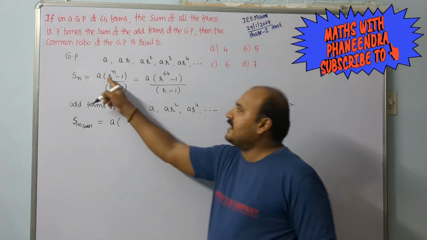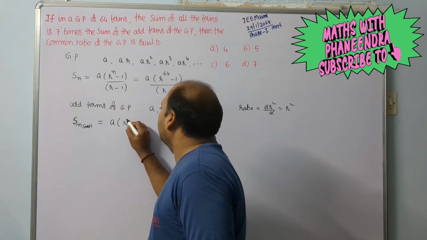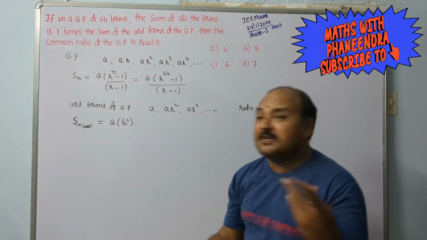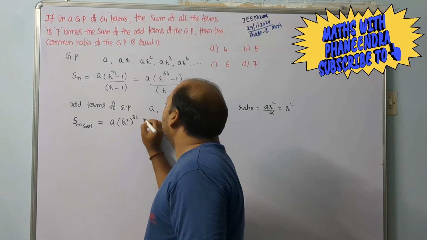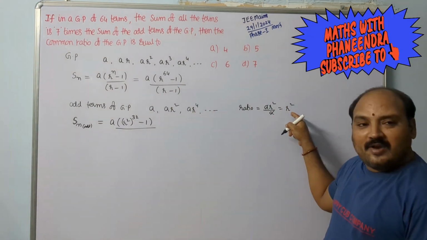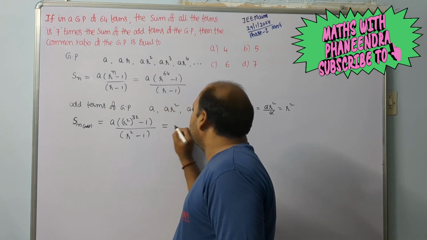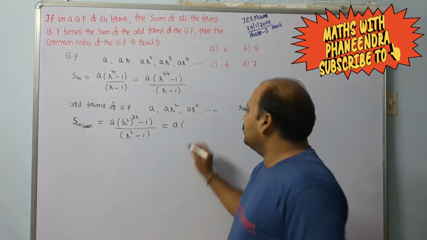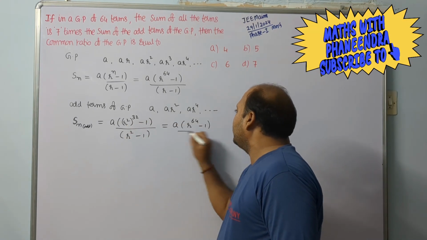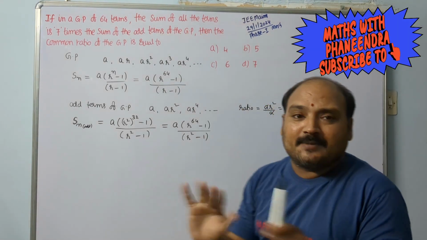So wherever R is there in this formula, you have to replace it with R². Odd terms means, in 64, half is 32 only, you know. So R power 32 minus 1 divided by R minus 1, where the R value is R², so R² minus 1. I hope you understand this difference. So it will be simplified as A into (R²) power 32, that is R power 64 minus 1 divided by R² minus 1. So the first step and second step we got.